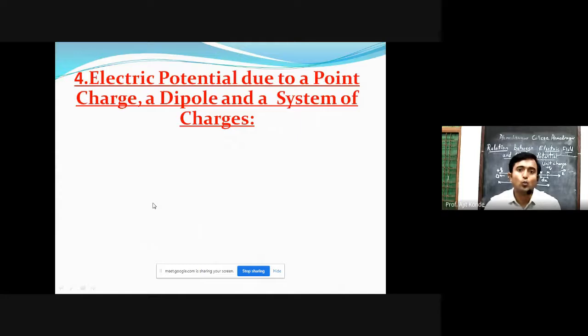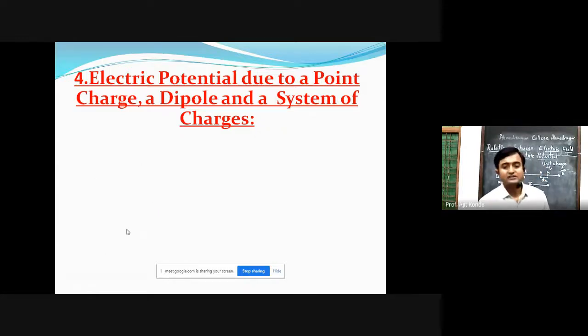Now, electric potential due to a charge, a dipole, and a system. But today we will discuss only the electric potential due to a point charge. Previously, in last lecture, we have derived what will be the expression for electric potential energy. Now, over here, we have to find electric potential due to a point charge today. And in next lectures, we will see the electric potential due to a dipole and a system of charges. This derivation is very, very important according to board examination. Therefore, you have to concentrate over here.